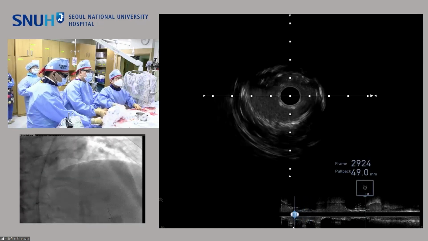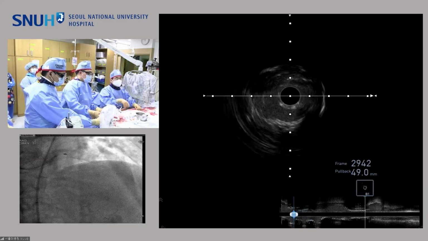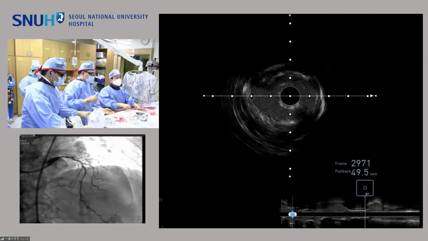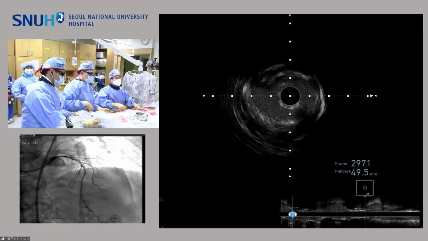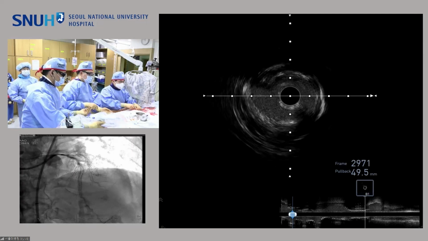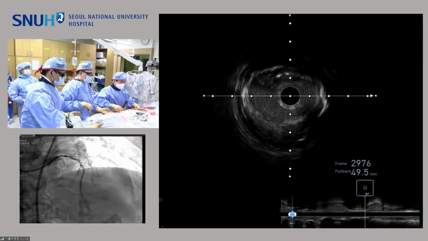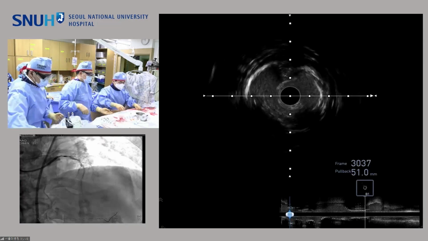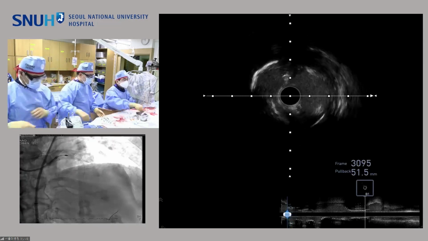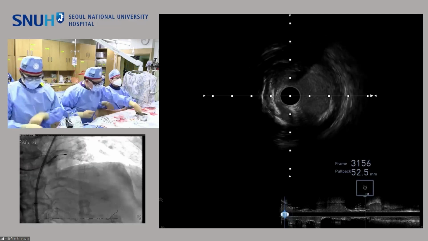So once again, are you planning to stent all the way back to the aorta? Yes. Not aorta, just at the ostium of LAD. Right. One or two struts outside. Oh, okay, just 2 millimeters. Okay.